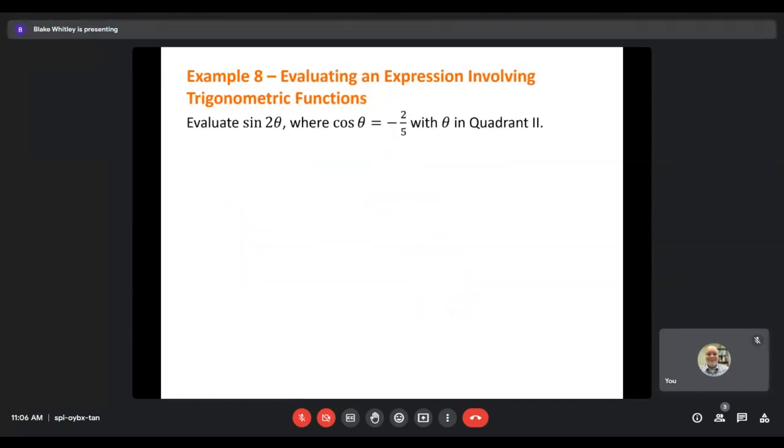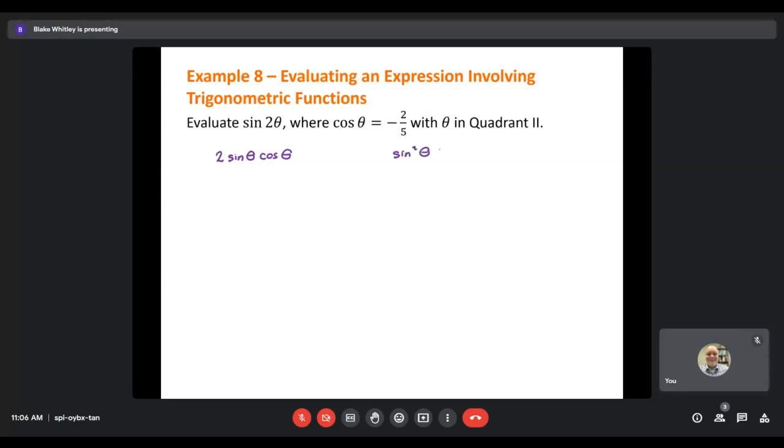All right, so now we have a similar problem, except this time we actually have a value for our cosine instead of having x's in there. So we're trying to find the sine of 2 theta if cosine theta is -2/5 and theta is in quadrant 2. So again, I'm going to start by just rewriting the sine of 2 theta as 2 sine theta cosine theta. Again, we know the cosine, but we don't know the sine, so I need to find sine somehow. This time I'll use identities just to show you how we can do that instead.